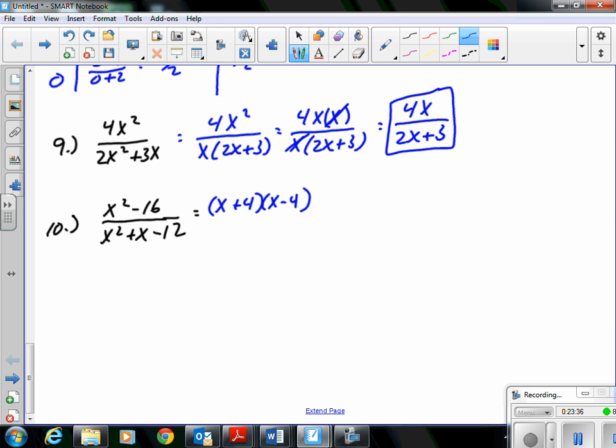Now for x squared plus x minus 12, look at that last number there. Find out what factors of that last number will add up to equal positive 1. So it's a negative 12, so one's got to be positive and one's got to be negative. So 4 and negative 3 would add up to equal positive 1 to be in front of the x there. So that's going to give me x plus 4, x minus 3. So now I can see that I've got an x plus 4 on the top and the bottom. So I can reduce that to x minus 4 over x minus 3.